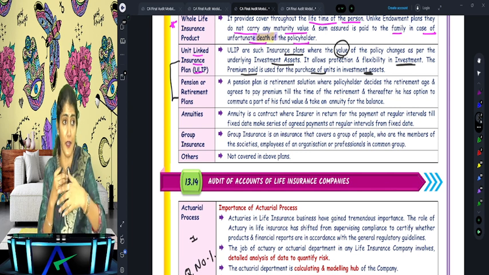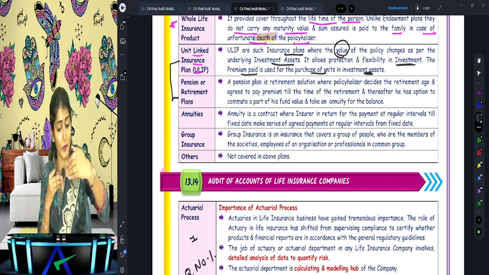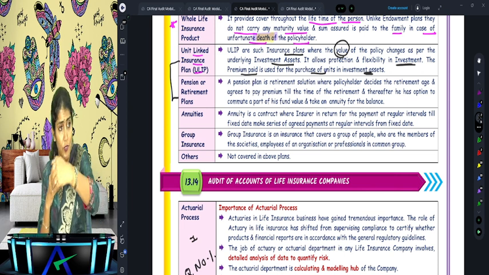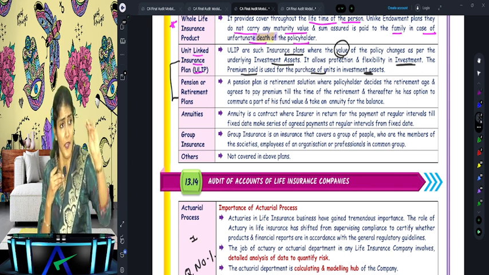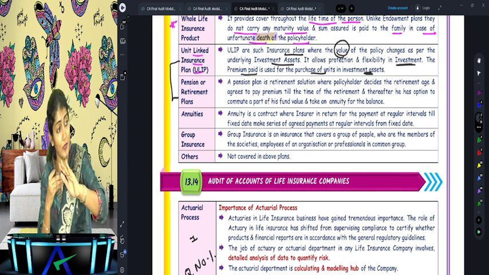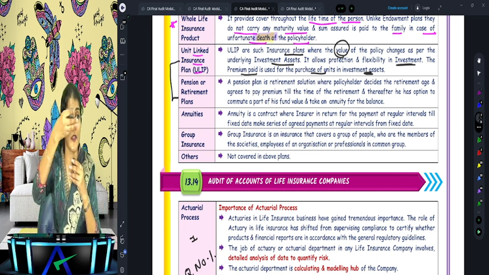And then the pension or retirement plan. When you are working, the years you are working, say you decide you are going to work up to the age of 45, right? So up to the age of 45, you deposit some money with the insurance company. And then after you retire, what does it say? Every month you say, insurance company, you need to give me 20,000 rupees, right?